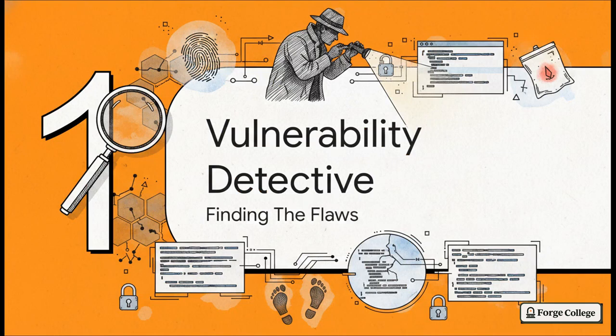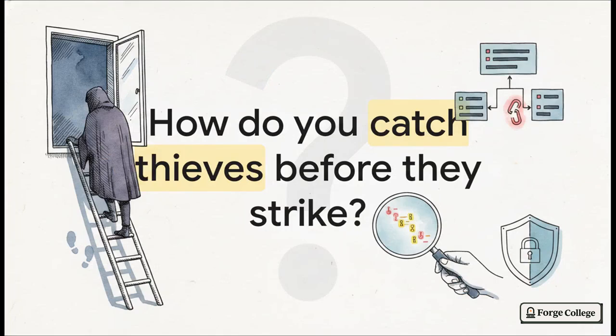Section 1. The Vulnerability Detective. Finding the flaws. So, think about this for a second. When you're analyzing smart contracts, the code is literally your crime scene. How do you catch a smart contract thief before they even strike? Well, you definitely don't wait for the alarms to go off, right? That's way too late. Instead, you look for the open window. You look for the ladder leaning right against the wall, or, in Web3 terms, the glaring lack of access controls.